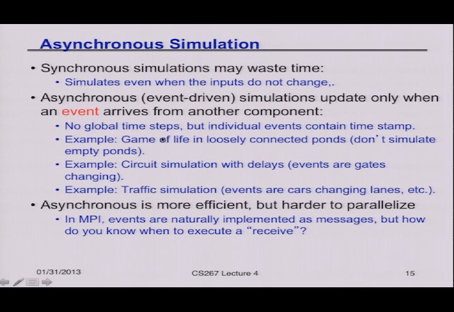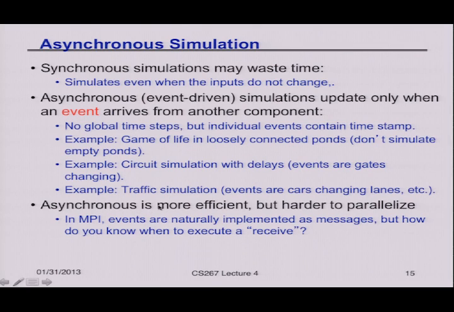So there's no global time steps anymore. So each event, when it goes from one process to another, or from one variable to another, has to have a timestamp associated with it, so you know what time to use it at. So we had an example which was a game of life where you have loosely connected ponds, and so a fish very rarely swims from one pond to another, so you don't bother doing it unless somebody shows up. Circuit simulation, where you have delays in the gates, right? Not every gate changes every time step, so you have delays. And then in traffic simulation, you may have cars changing lanes. If a car doesn't change a lane for a long time, then there are certain things that won't occur.